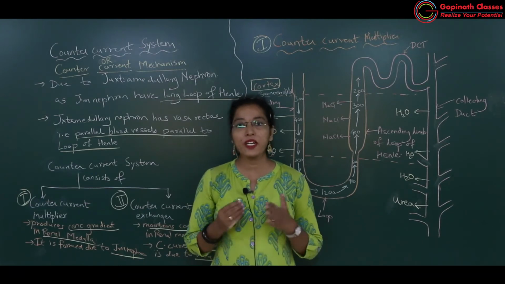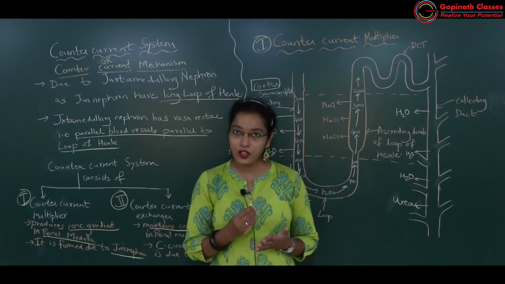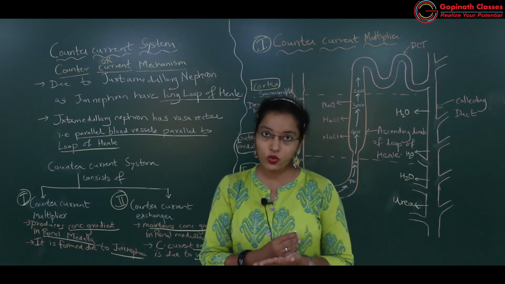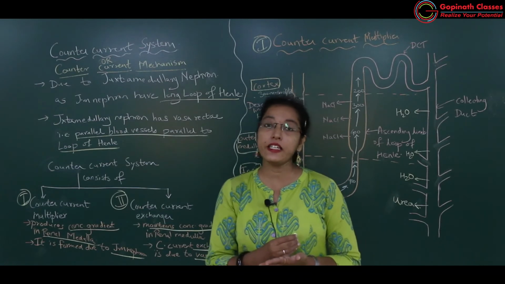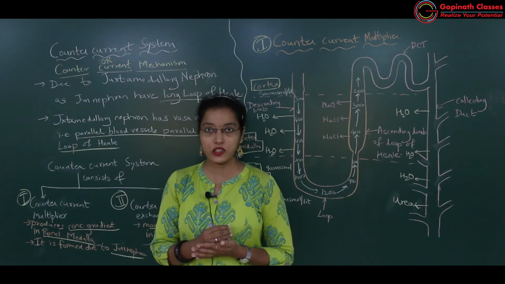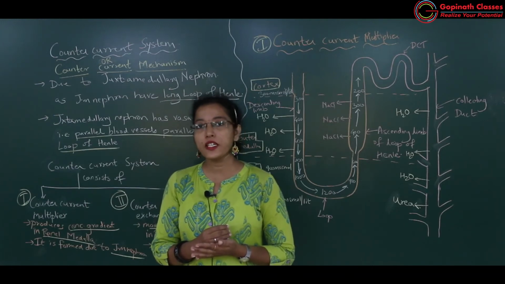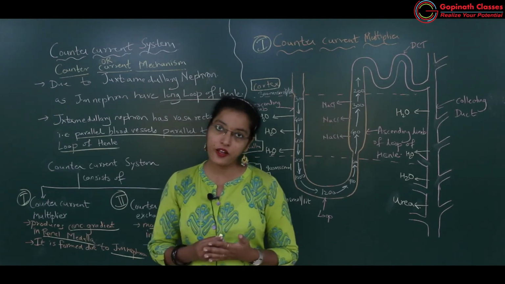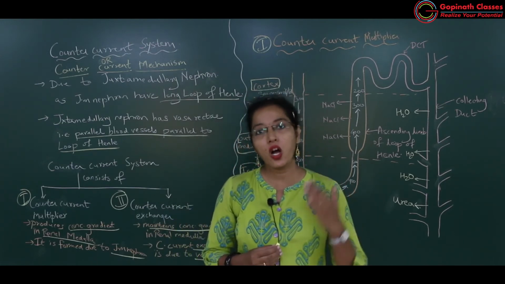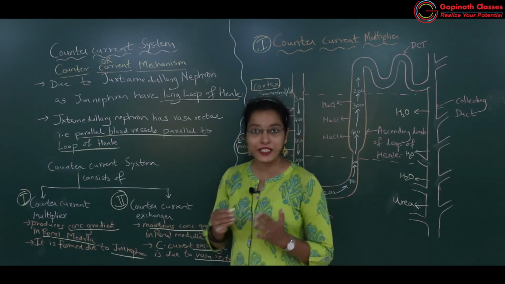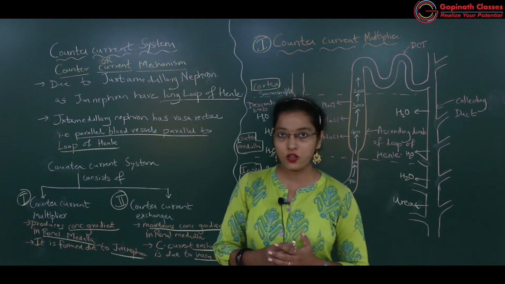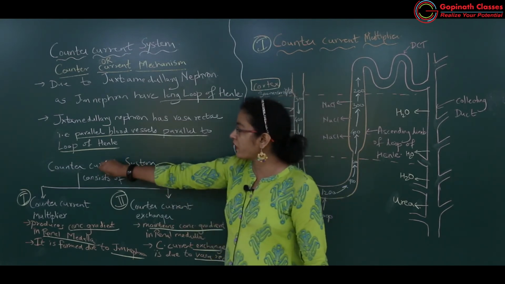So the juxtamedullary nephron is firstly producing the concentration gradient, and secondly it is maintaining the concentration gradient. Now we'll study how exactly this happens, how the concentration gradient is produced and how the concentration gradient is maintained in the interstitium of the renal medulla. Okay, so now look at this.